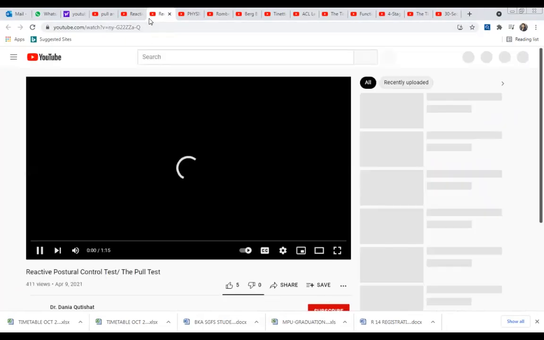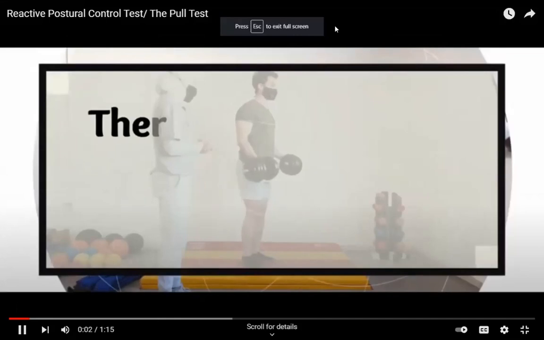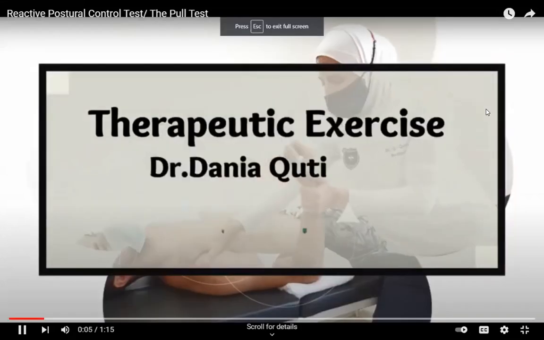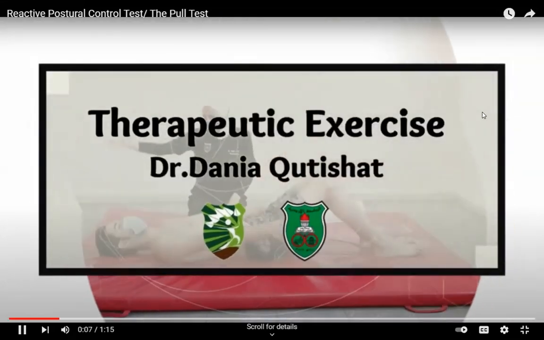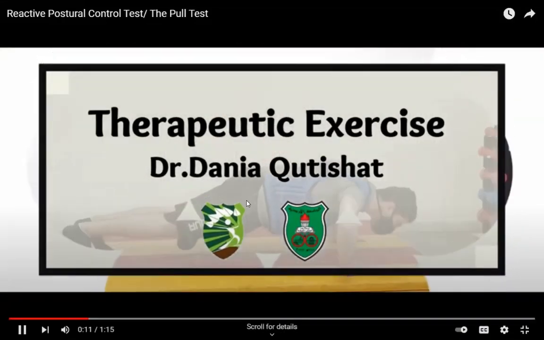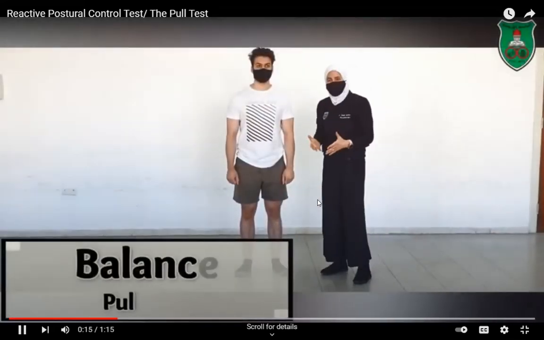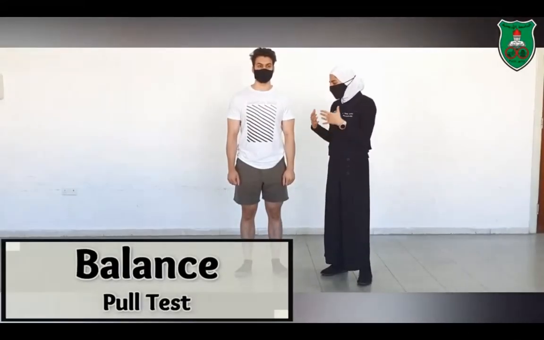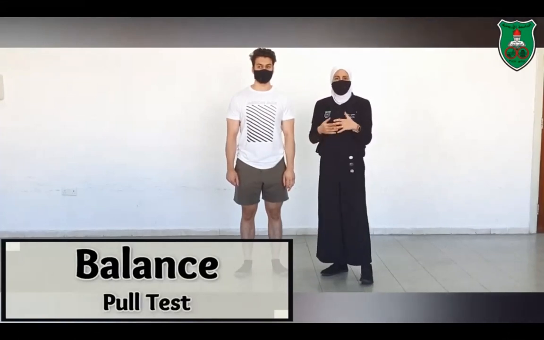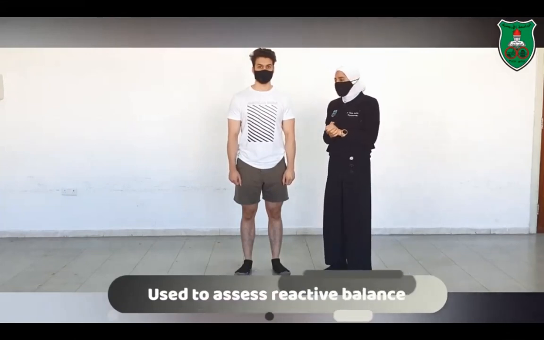Next is the pull test. Okay. The pull test, now we will demonstrate how to perform the pull test. It is one of the tests that can be used to assess reactive balance.